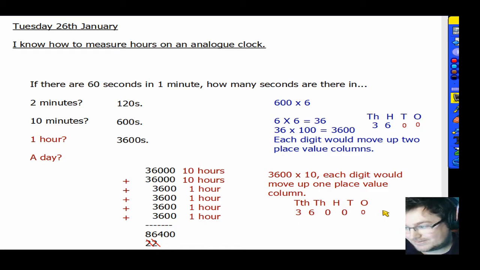36,000. Wow. Okay, that's just 10 hours. So I've popped it here and I've started a column addition.